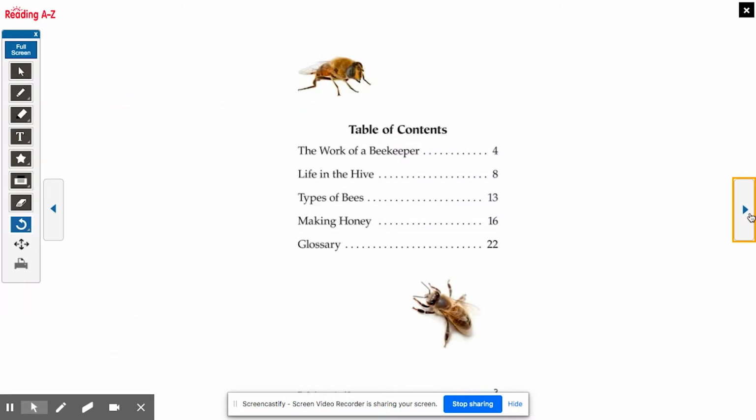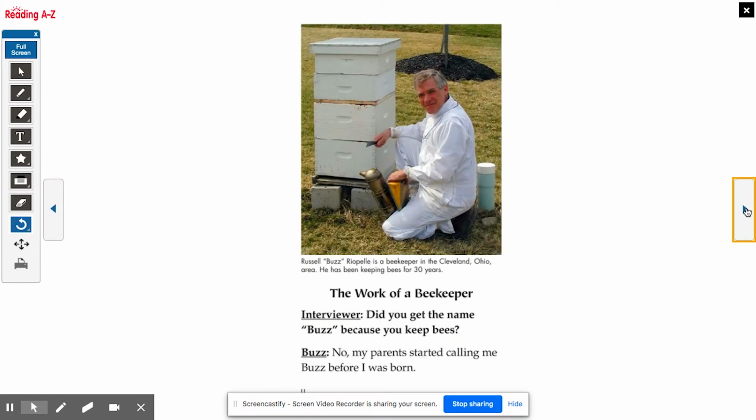There's another photograph, a table of contents, and in it, it says there's a glossary on page 22. These are all features that tell us that this is a nonfiction text. Well, in this case, it's an interviewer and a person who's being interviewed, and it's about a beekeeper.